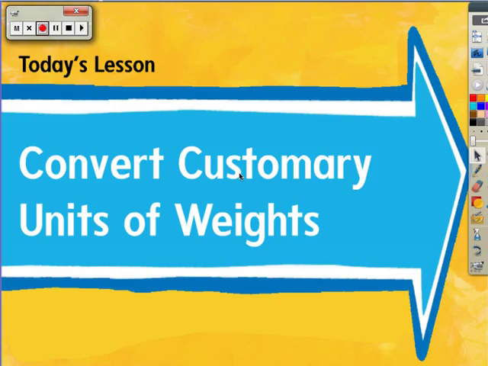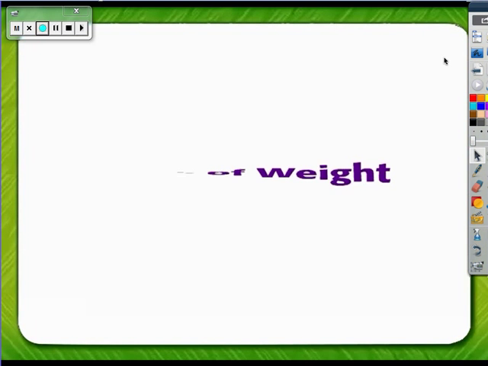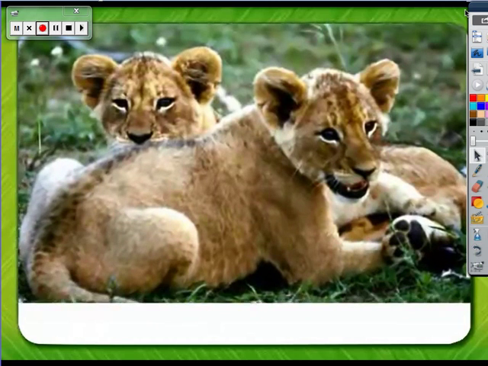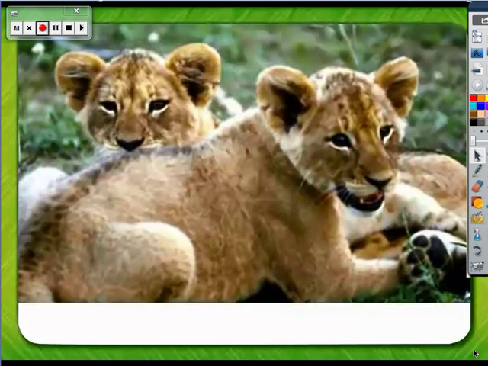Okay, so ounces, pounds, and tons. Units of weight. A newborn lion cub weighs about 5 pounds. How many ounces is this?